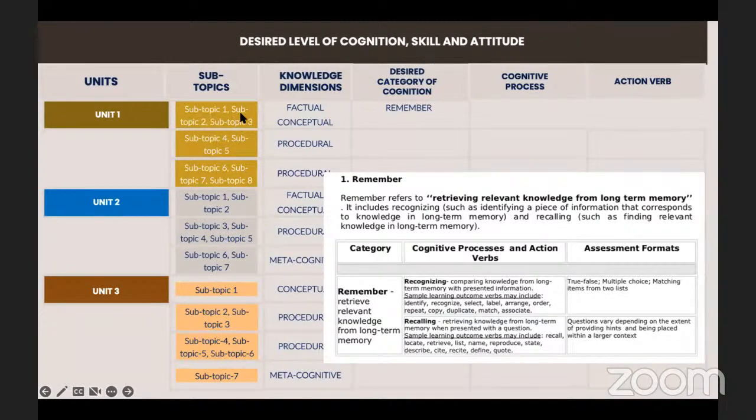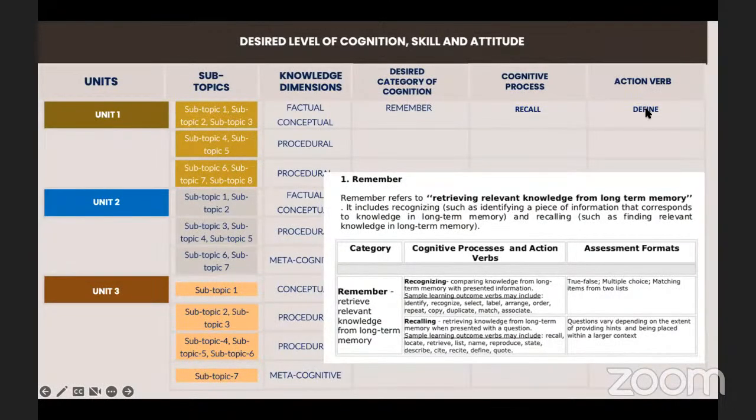Some of these subtopics were related to factual knowledge, and I want the student to be at remember level. Then I want the student to recall it. So I'm using the cognitive process of recall. And then I will use some of these action verbs here to complete my course blueprint model.